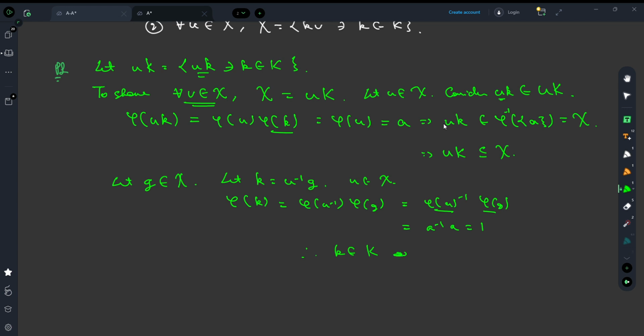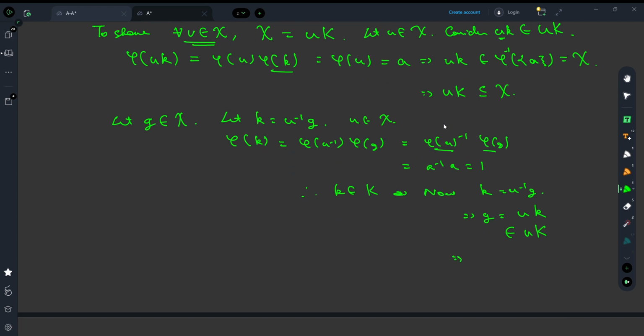But now k is in the form u inverse g. Right? So that implies g is in the form uk, but k is an element of capital K. So this implies g is an element of u capital K. g was an arbitrary element from chi, right? That implies chi is contained in u capital K. Thus, u capital K is equal to chi.